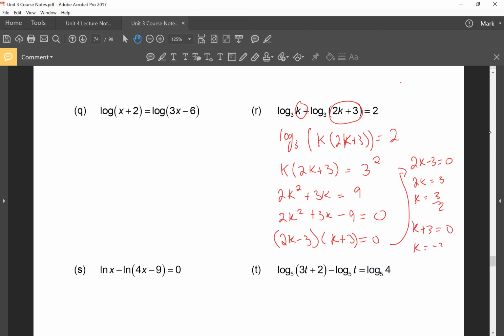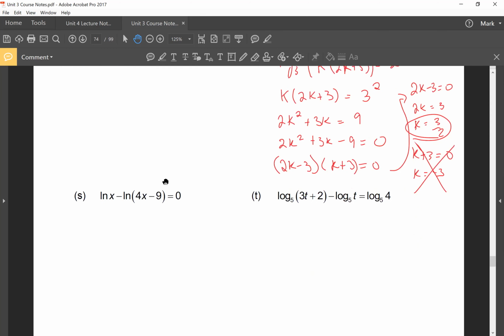K equals negative 3. Now I can check my answers, and when you check your answers, the negative shouldn't work. You can try it on your calculator if you want. Like log base 3 of negative 3, error. The negative will not work. K equals 3 over 2 is my solution.